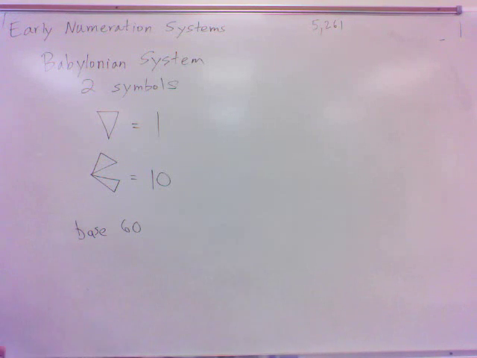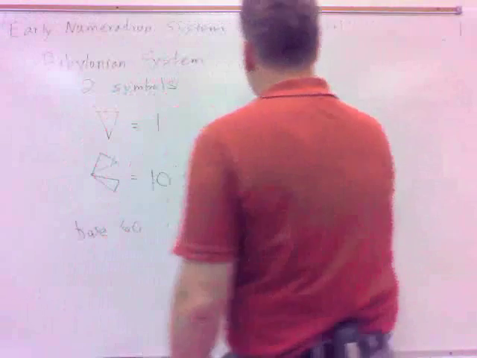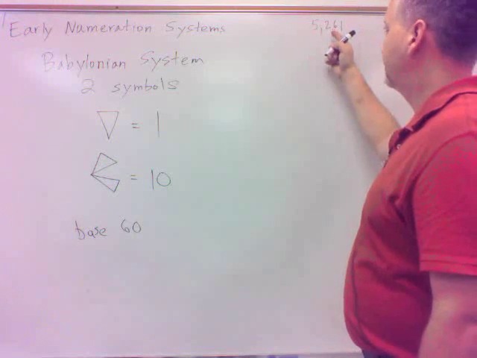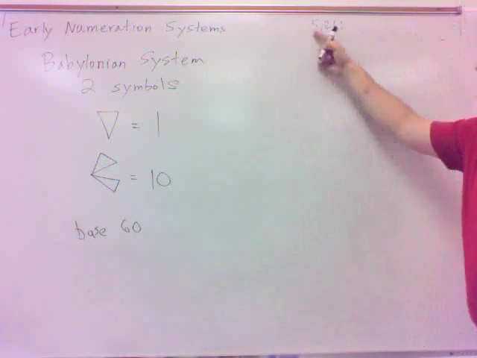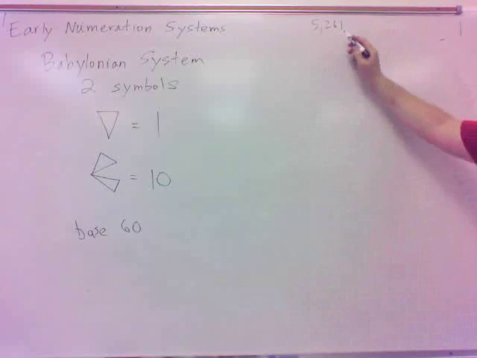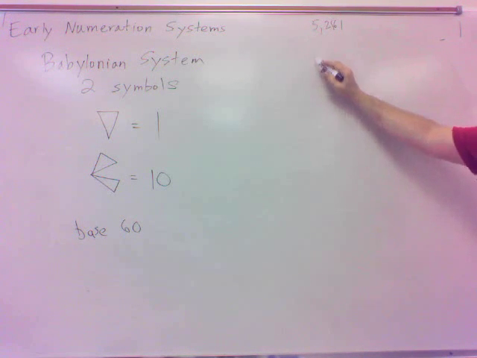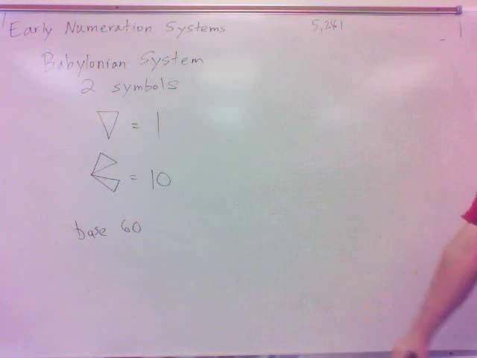What they did is kind of like ours. Using my number here, 5,261, this means 6 times 10, doesn't it? 60. And that's 2 times 100, 200. Well, they would do the same thing, but they would use a base of 60.